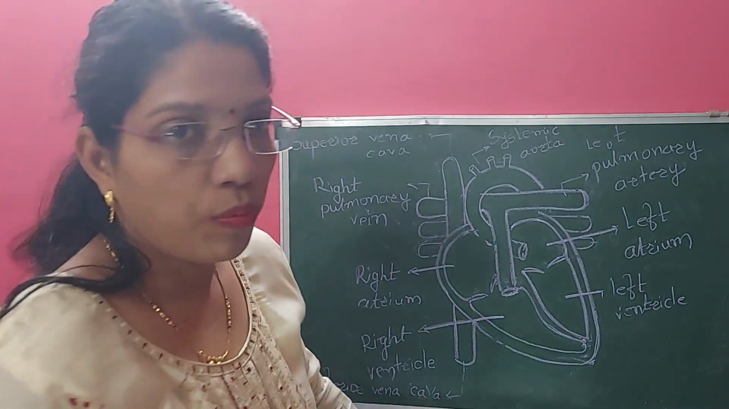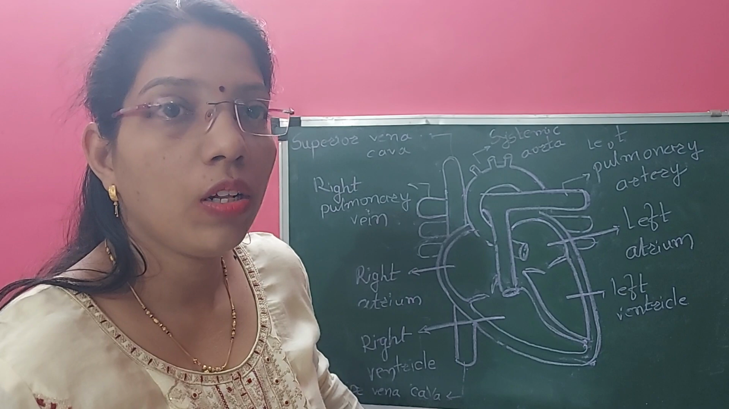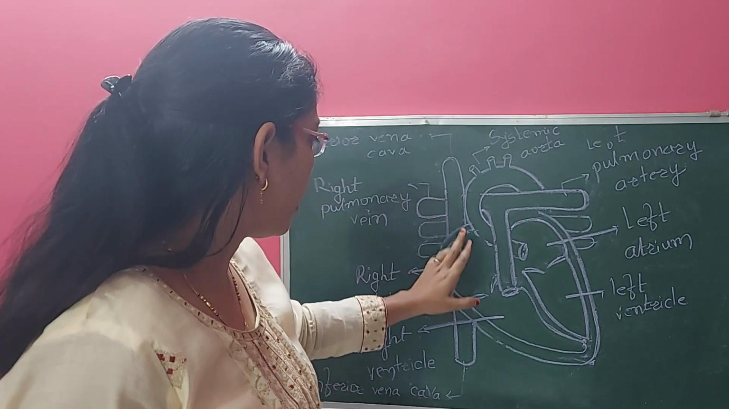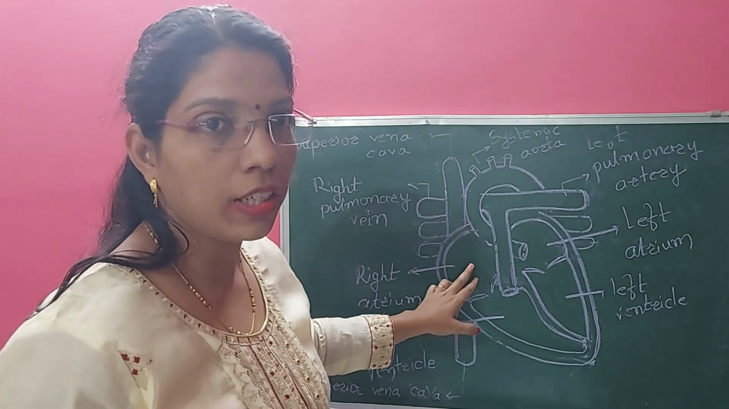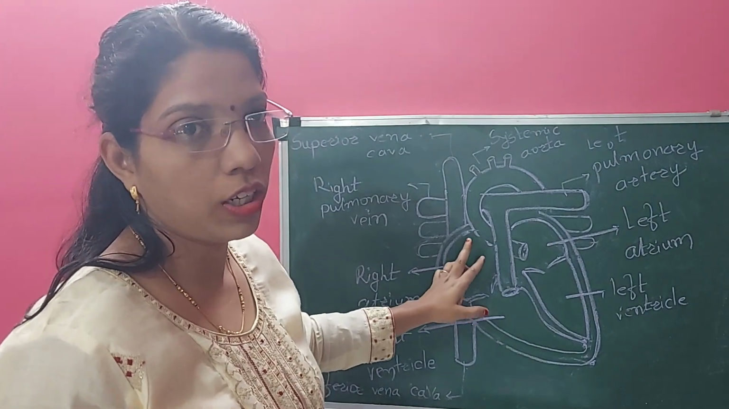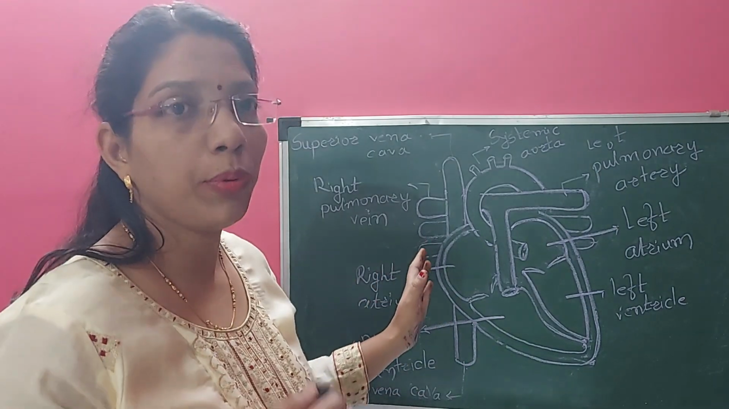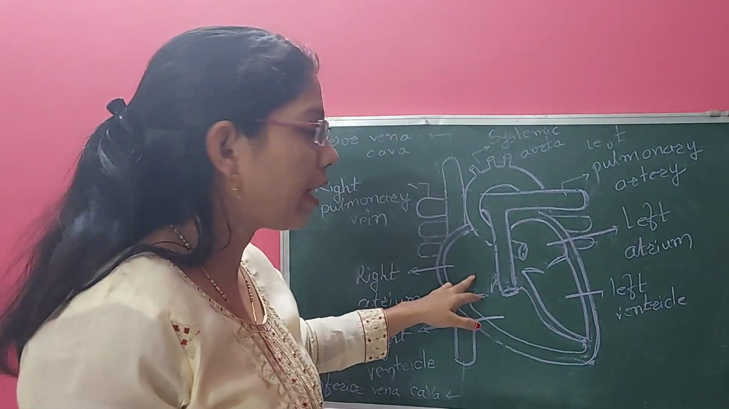So the flow of blood, how it takes place. All the deoxygenated blood from the body parts is collected in the right atrium. Now listen carefully. This is the flow chart for the flow of blood. All the deoxygenated impure blood is collected in the right atrium.